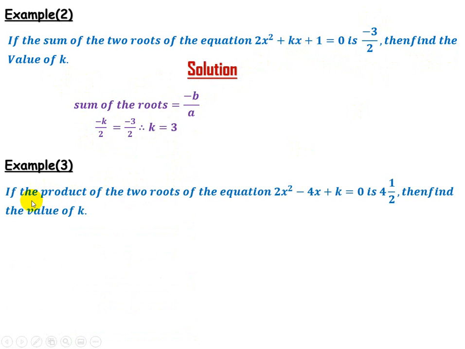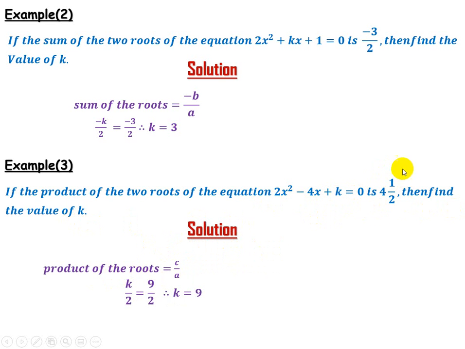Example number 3. If the product of the two roots of the equation 2x squared minus 4x plus k equals 0 is 4.5, then find the value of k. Here, the product of the roots equals c over a, which means k over 2 equals 4.5, which means 9 over 2. Crossing out 2 with 2, so k equals 9.